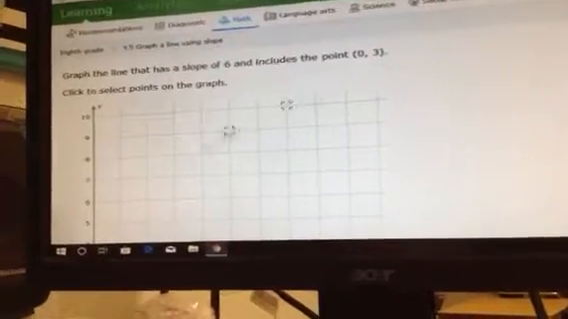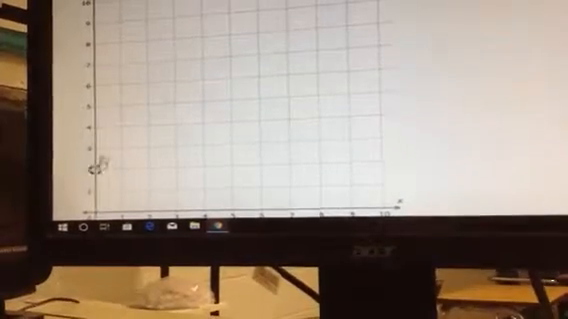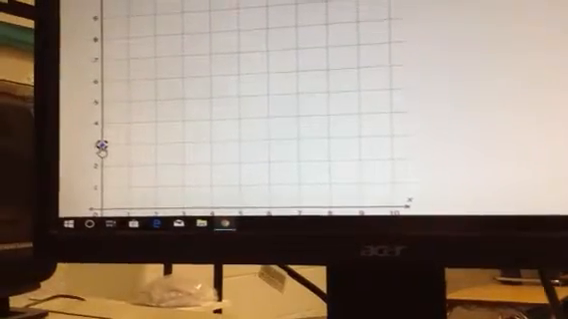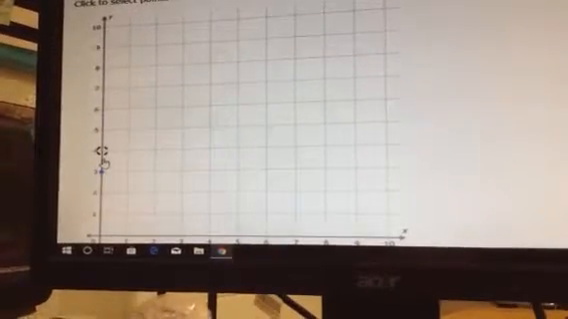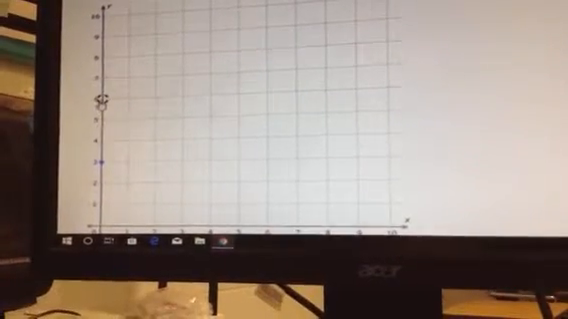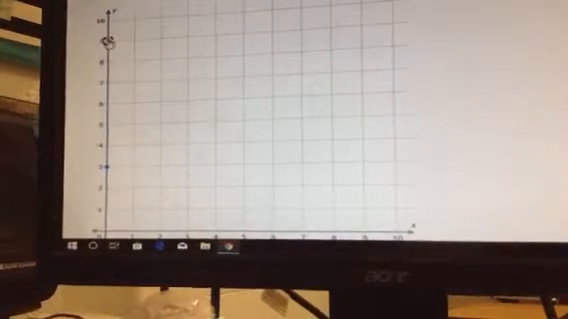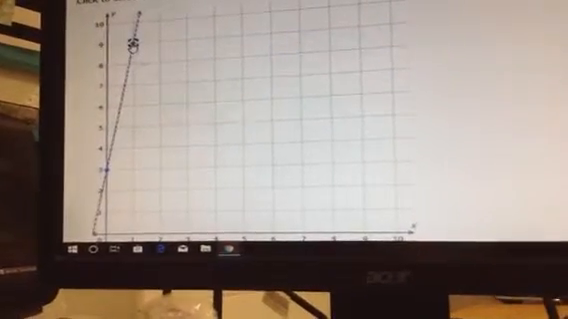So here's a point 0, 3 with a slope of 6. So I start with the point first, and then my slope tells me how much to rise and run. So it was 6, 1, 2, 3, 4, 5, 6, and run over 1 if it doesn't have a denominator.